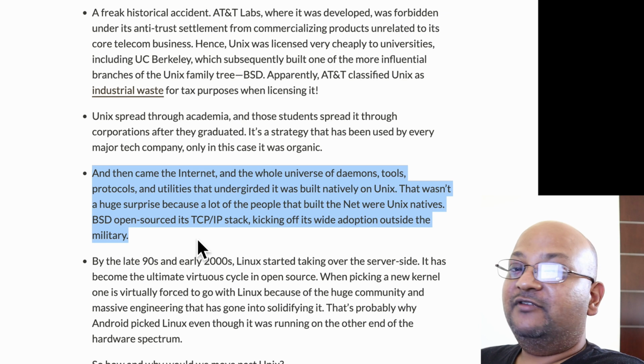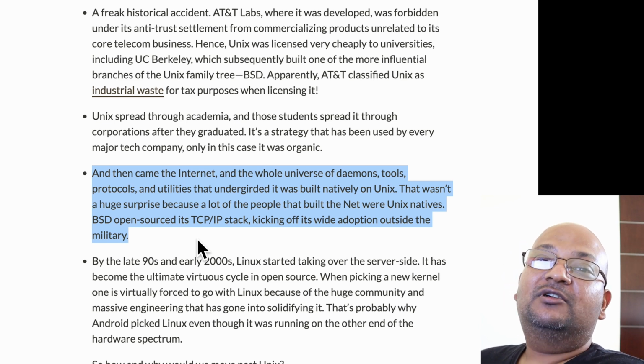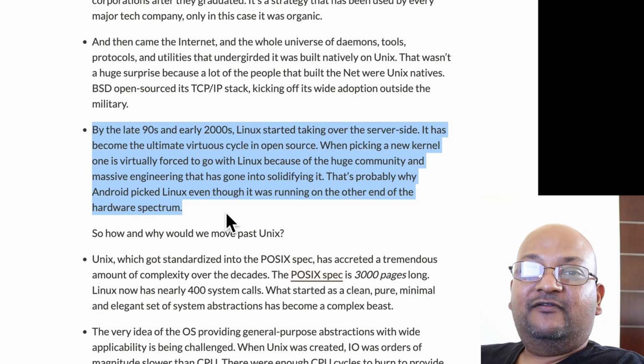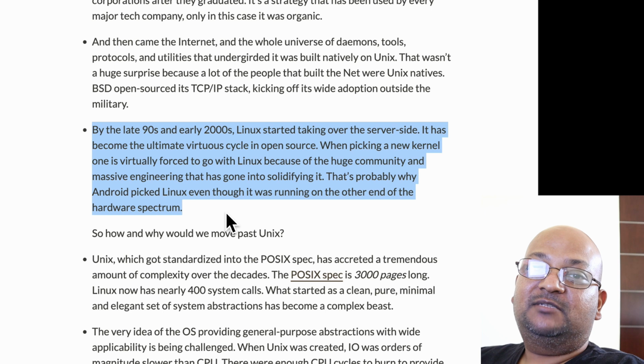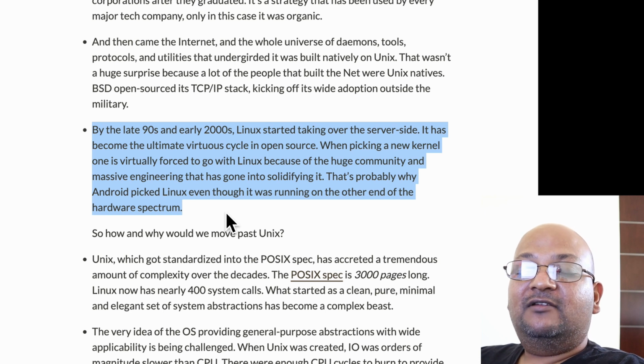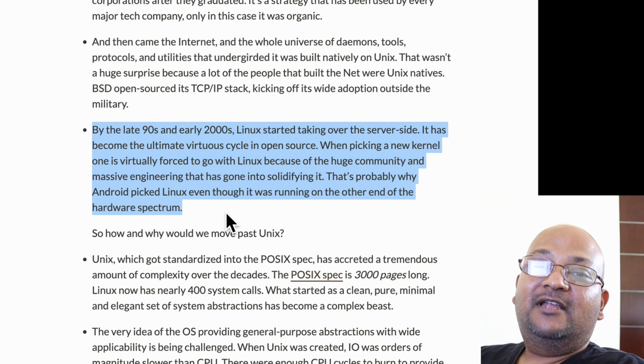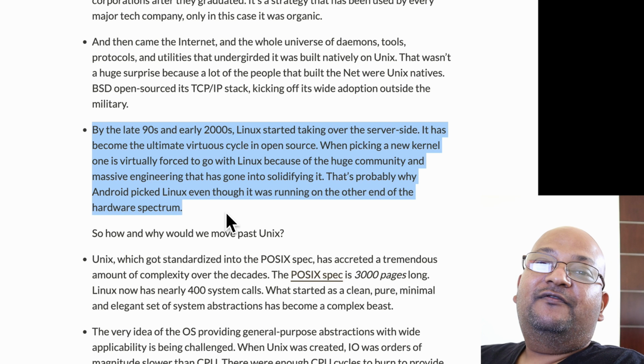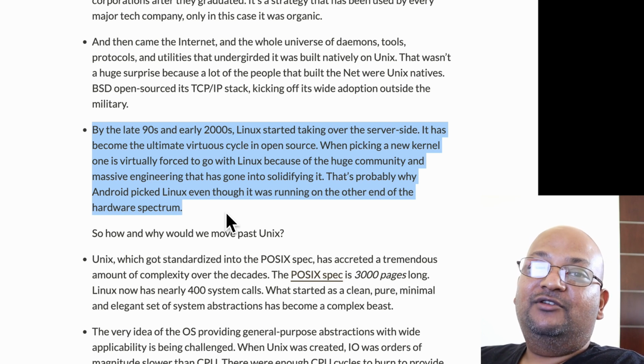BSD, which was the version of Unix developed at Berkeley, open sourced its TCP/IP stack, and that is what kicked off the wide adoption of TCP/IP outside the military. And fast forward to today, we now have Linux dominating the Unix space. Linux is now in a virtuous cycle where its continued success feeds its future success. There has just been such a massive amount of engineering that has gone into making it solid that whenever you're faced with choosing a kernel for a new project, the default choice is Linux.